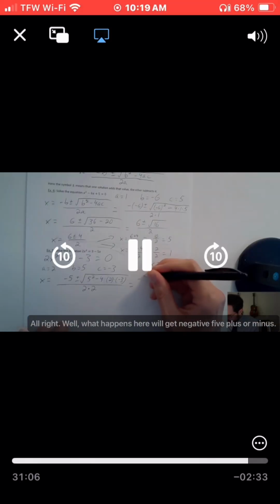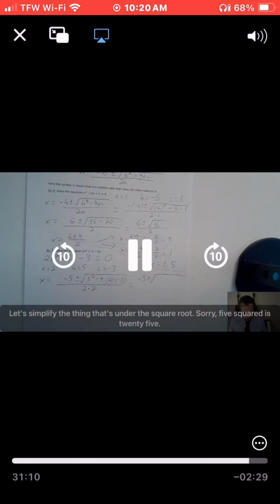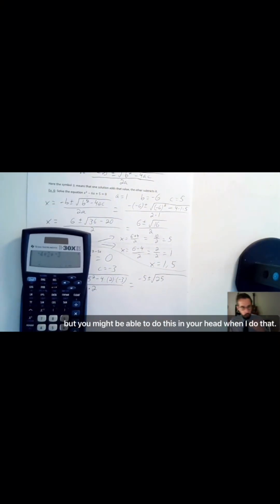All right, what happens here? We'll get negative 5 plus or minus. Let's simplify the thing that's under the square root. 5 squared is 25. Note carefully here, I've got a negative 4 times a 2 times a negative 3. I'll show you this in the calculator, but you might be able to do this in your head. When I do that negative times the negative, observe I'll get a positive answer. I'll get positive 24 there. And all of that will be over 2 times 2.